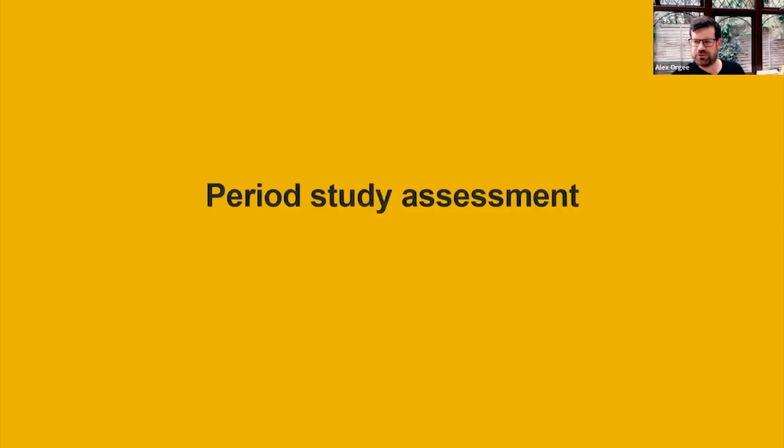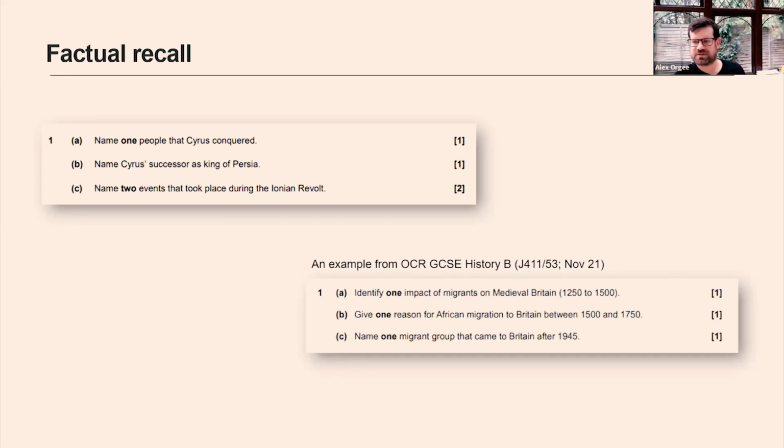So, moving on to looking at the questions. In the period study, the first question that students have to answer is an easy, accessible, factual recall question. These are designed in the Ancient History qualification to ease students into the exam, so that they can pick up some easy marks and gain their confidence before moving on to questions that require them to demonstrate more advanced skills. So in the GCSE Ancient History qualification, there will always be 4 marks' worth of factual recall questions in the period study.